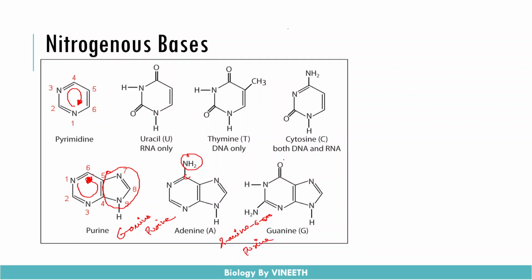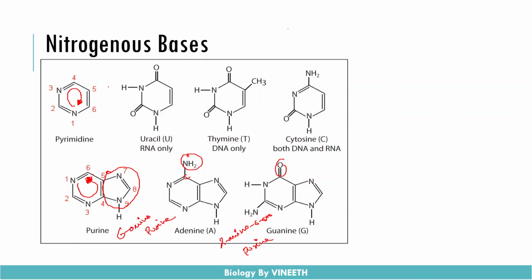Okay, because it has an oxygen group on the 6th carbon and an amino group on the 2nd carbon, the name will be 2-amino-6-oxopurine. And in the same way, the pyrimidine chemical names are also given, but in the clockwise direction.